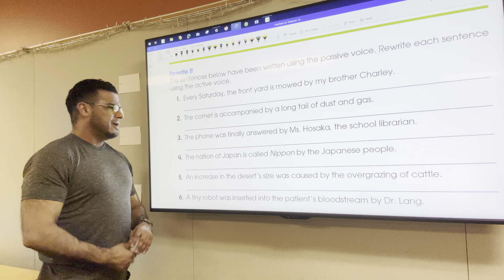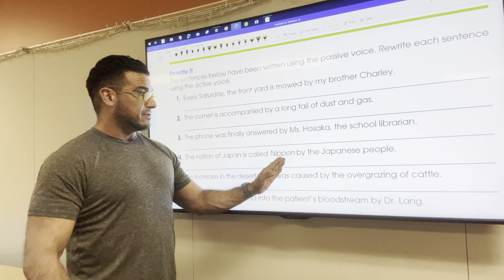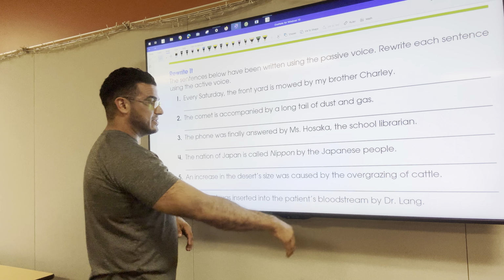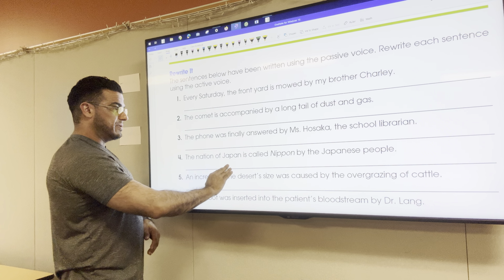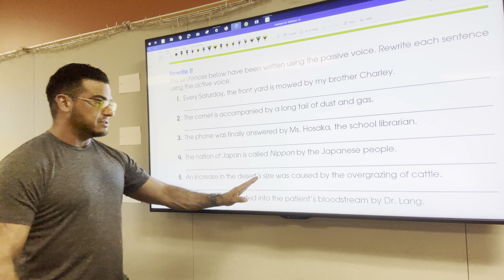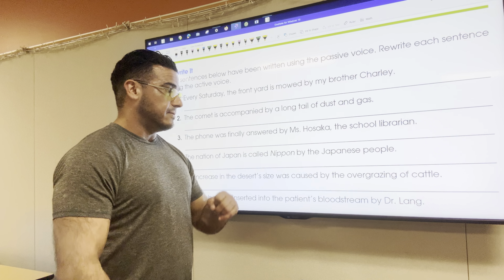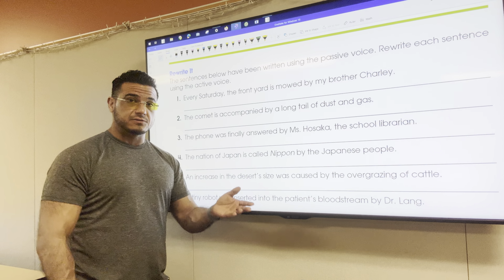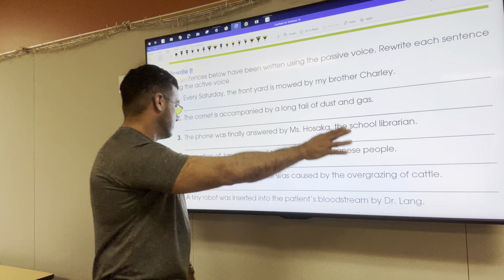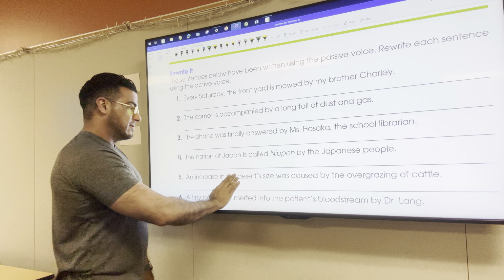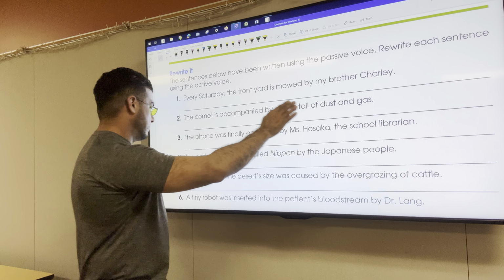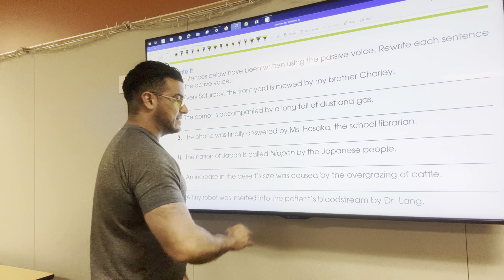Let's try sentence number four. The nation of Japan is called Nippon by the Japanese people. Okay? The Japanese people, subject, call the nation of Japan Nippon. All right. Sentence five, an increase in the desert size was caused by the overgrazing of cattle. Okay, we know the cattle is the one performing the action, so let's now take that portion and turn it into our subject. So the overgrazing of cattle increased the desert's size, right?